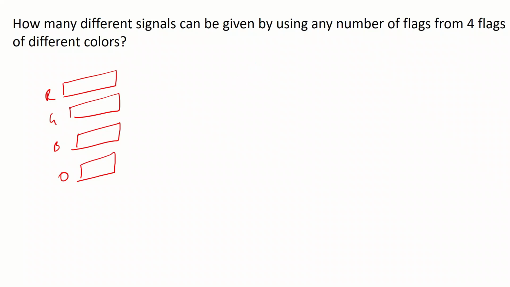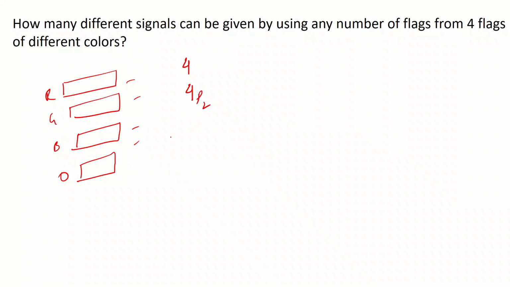If you go case by case, if you take 1 flag at a time, then you have 4 signals, 1 for each of these. Then if you take 2 of them, like RG, GB, GO, RO, this permutation you can do in 4P2 ways, right?